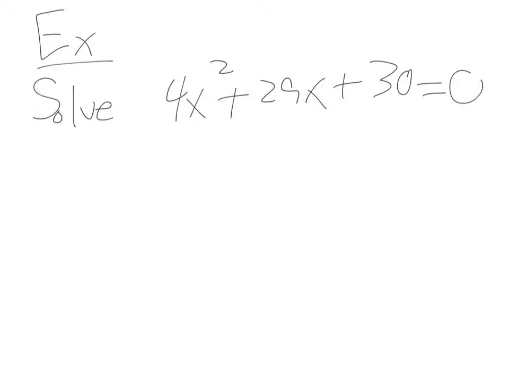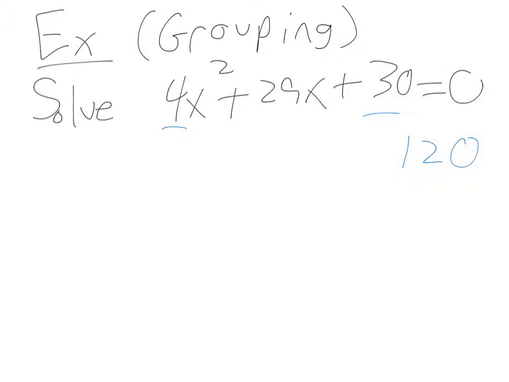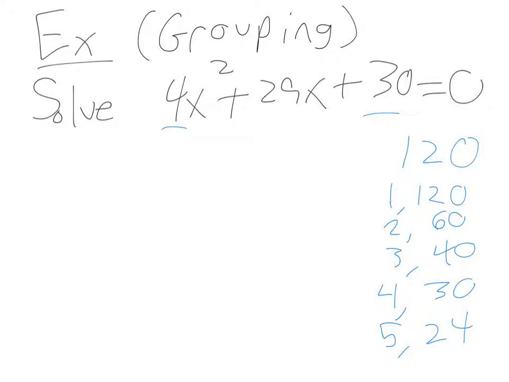Alright, now if I tell you to solve this one by factor by grouping, multiply the leading coefficient and the constant, so that's 120. We need to find the factors of 120 that add to give you 29. The factors of 120 are 1 and 120, 2 and 60, 3 and 40, 4 and 30, of course 5 and 24. Oh wait, there are two factors that add to give you 29.